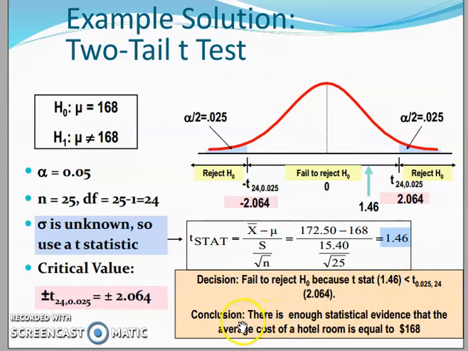So meaning that since we fail to reject H null, the conclusion is that there is enough statistical evidence that the average cost of a hotel room is equal to 168.